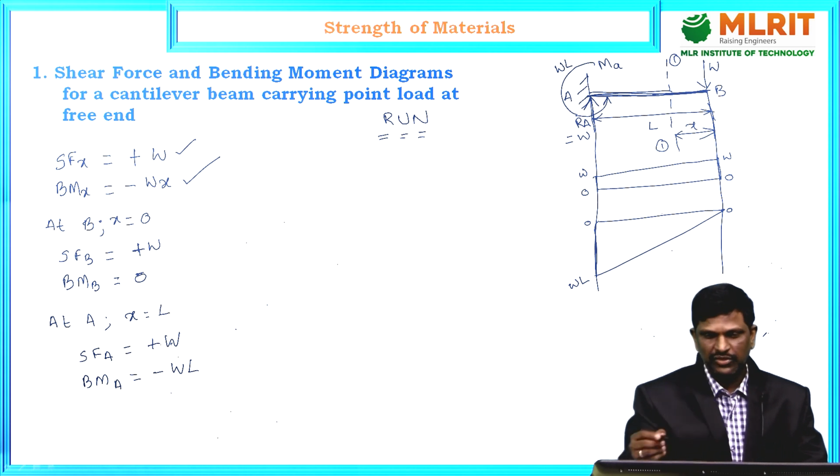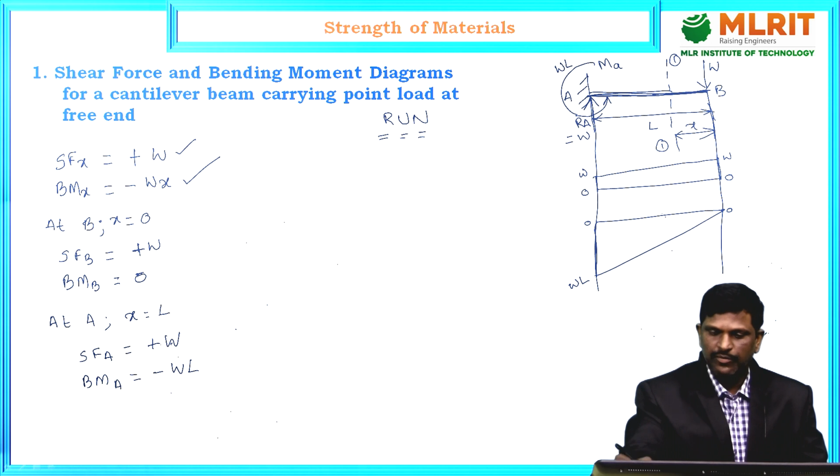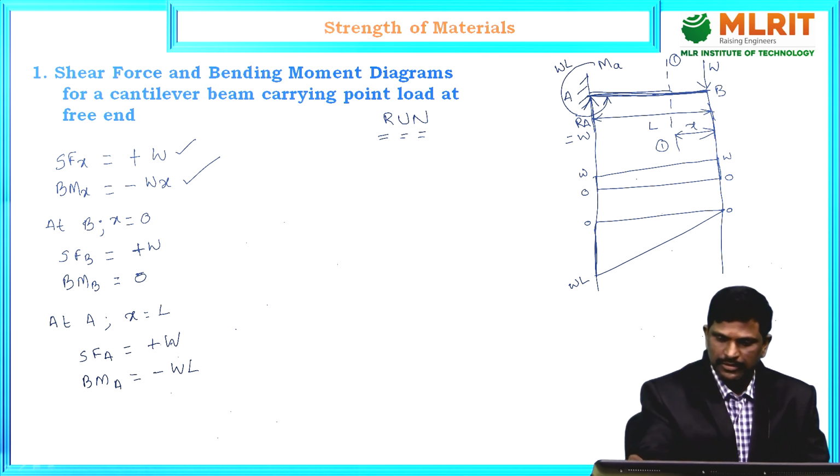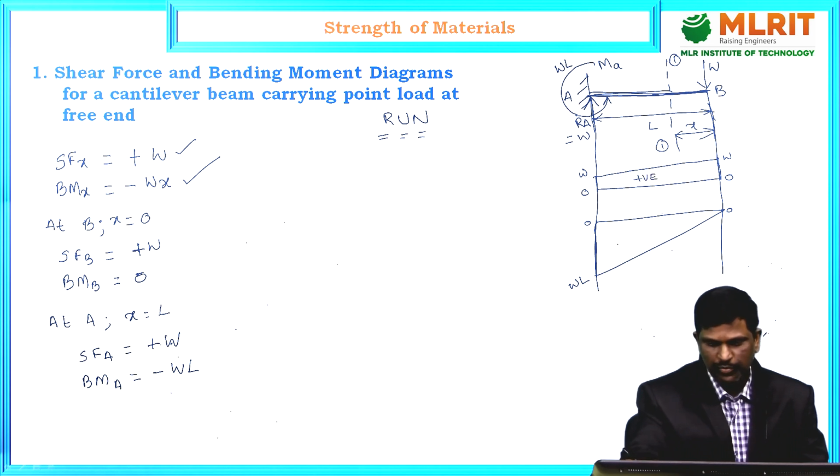The shear force diagram for a cantilever beam carrying a point load at the free end is a rectangle. The bending moment diagram shape is a triangle. Shear force is positive and bending moment is negative.